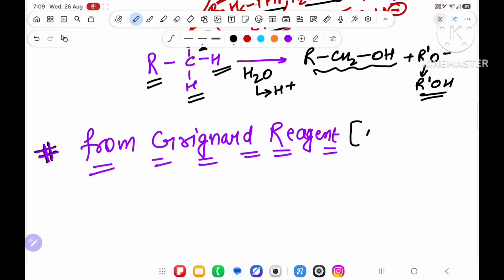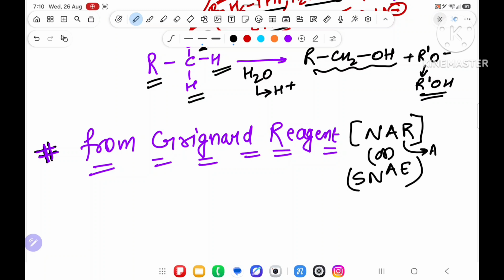Grignard reagent will follow nucleophilic addition reaction, or nucleophilic addition over elimination. If aldehyde and ketone is there, nucleophilic addition reaction. If ester is there or acid halide is there, acid halide means C double bond OCl, or ester, then nucleophilic addition over elimination. Understood? Now we are going to see.